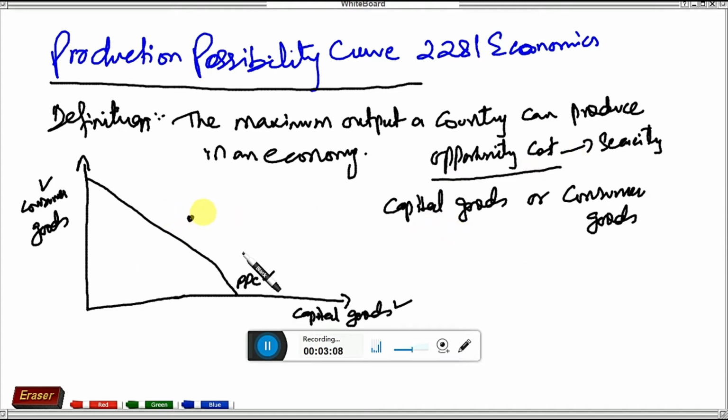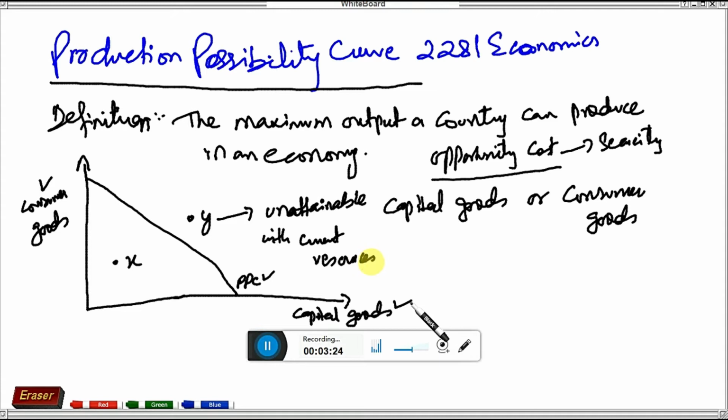If I draw a point y and a point x, the y point shows that this point is unattainable, but there is a condition: unattainable with current resources. If the examiner asks what this y point represents, you will only say it is unattainable. It is by default with the current resources. I am only explaining this because you need to understand it, as this is the first time you would be learning this topic.